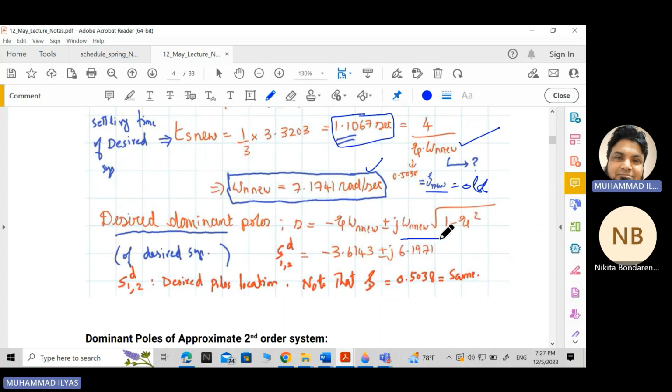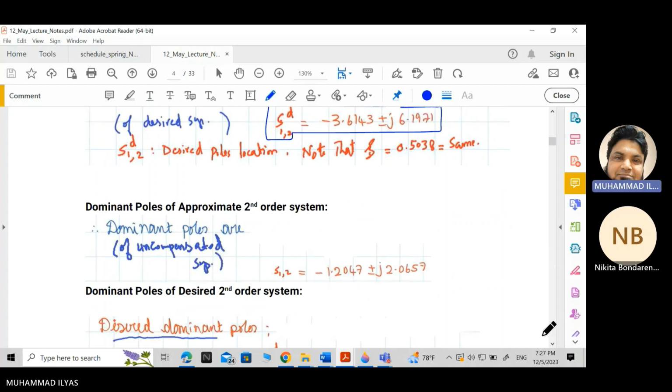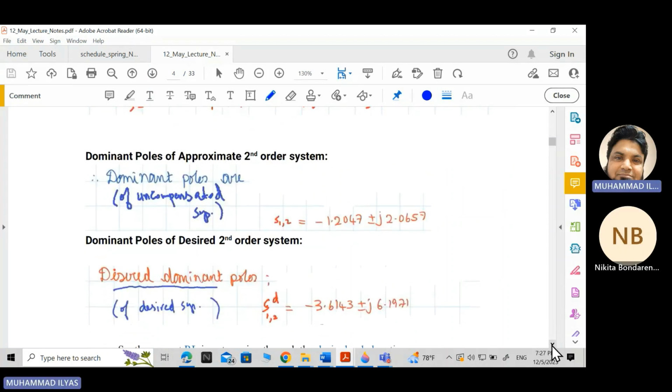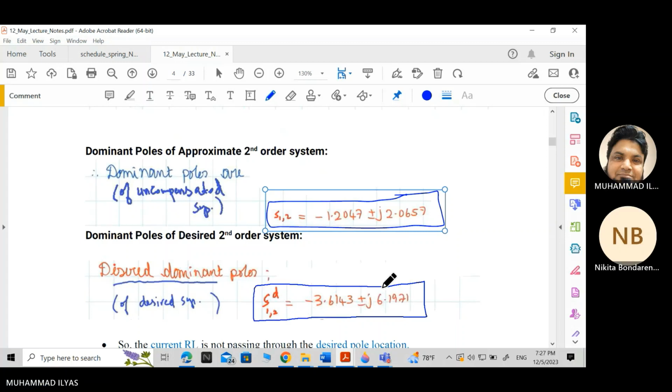So we plug in, this is our desired poles, desired dominant poles, second order poles, right? You see that I listed here just for clarification. So this is the given dominant poles. This is the desired dominant poles. So this pole is on the root locus, right? This is already on the root locus.